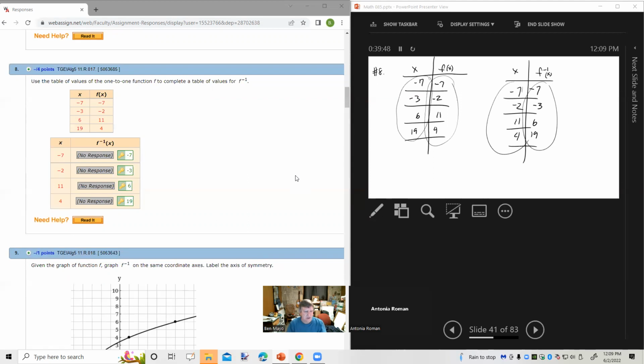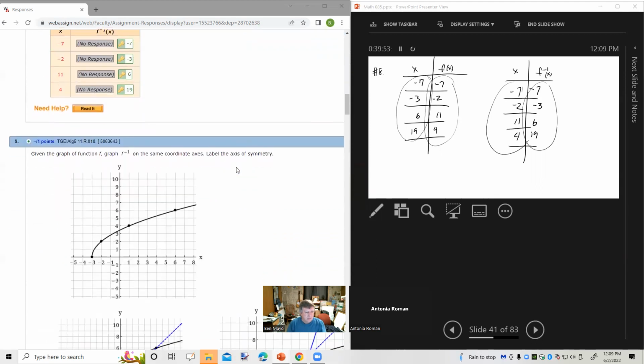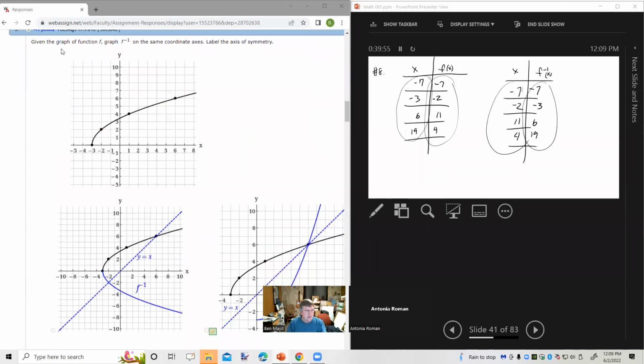What's up next? Can we practice with the graphs, like number 9? Given the graph of function f, graph f inverse on the same coordinate axes, label the axis of symmetry.